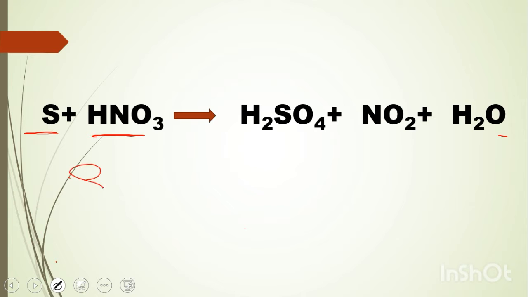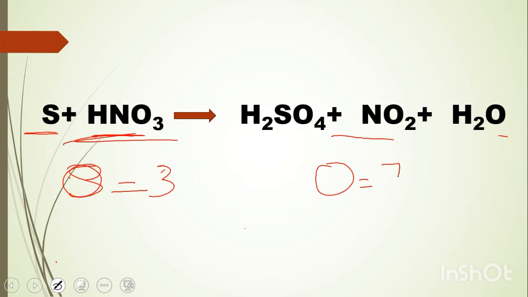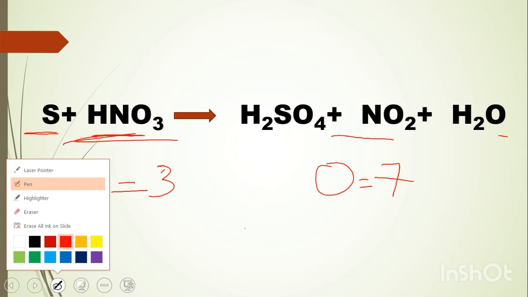First, balance the sulfur. Sulfur is balanced on both sides of the equation. Nitrogen is also balanced on both sides of the equation. Move toward oxygen. Oxygen on the reactant side is 3 and on the product side is 7. Multiply this with a higher degree.